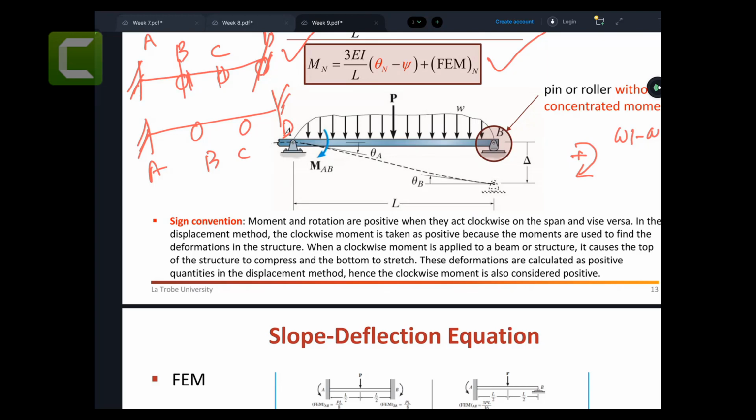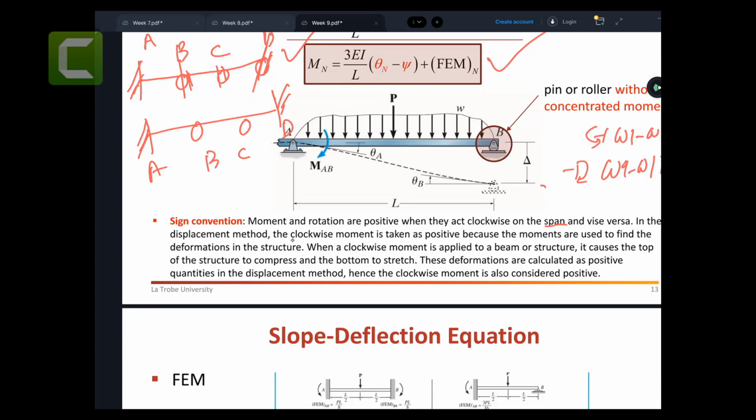Now from week number 9 to week number 11, these three weeks, we are going to use the convention where clockwise is positive. Someone might say it's quite confusing, because how do we remember that in the exam or the assignments? You can put a note somewhere saying anti-clockwise for week 1 to week 8 topics, clockwise for these. I put the details as well: moment and rotation are positive when acting clockwise on the span, and vice versa.